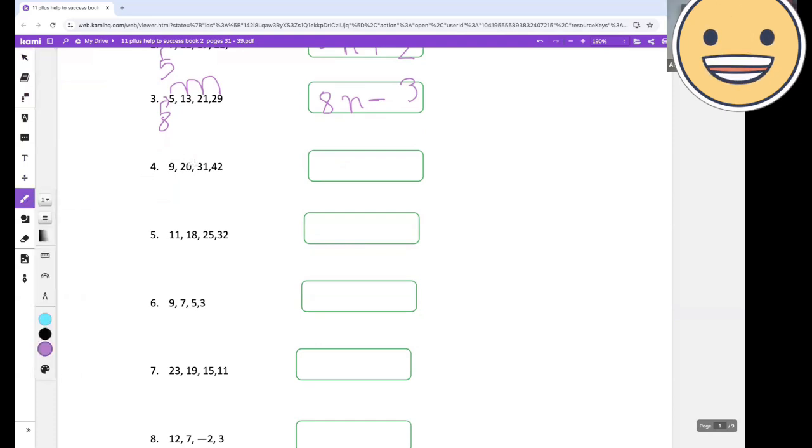Number 4, you'll do the same thing. From 9 to 20, how would you go from 9 to 20? 20 to 31, and 31 to 43. So how would you guys go that? Just raise your hands to give the answer for this one.